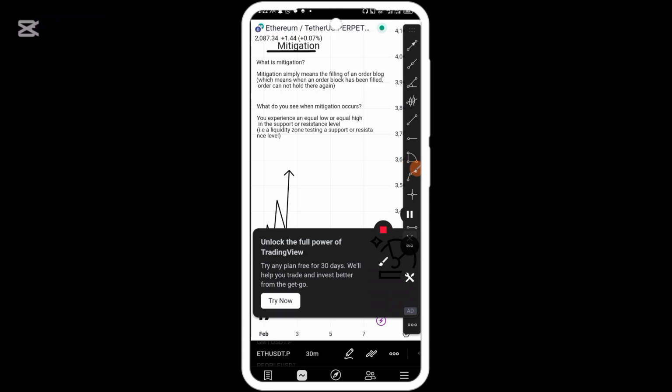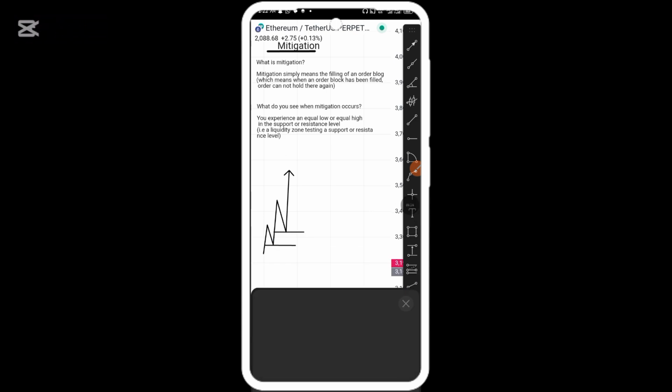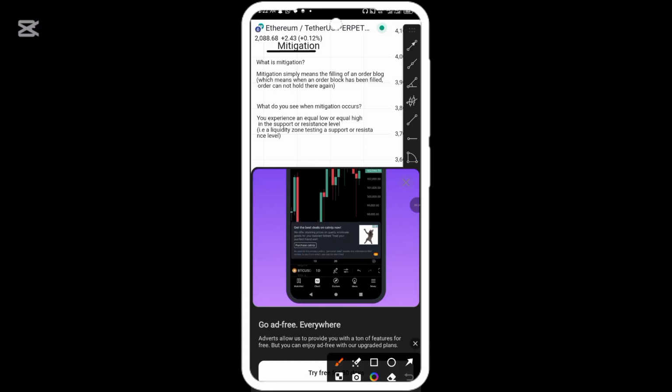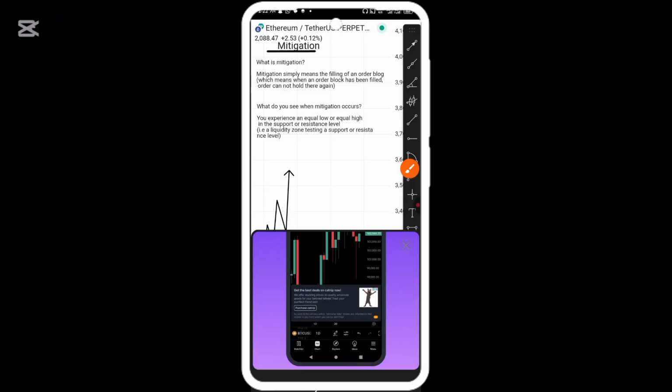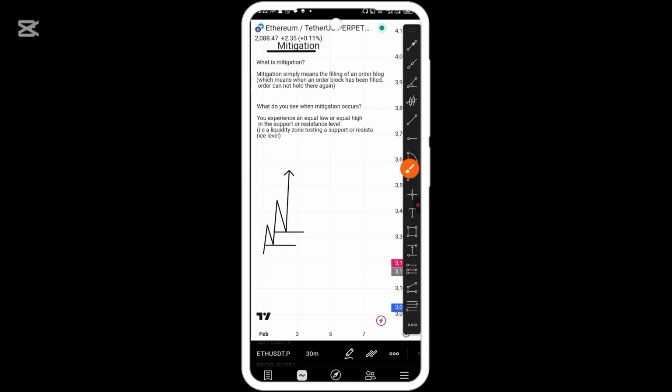So let's go further. Sorry, don't mind me, this thing is really blocking me. All right. Now, an order block is where traders make orders in the market. Okay, so let's go further. Don't mind all these things that are displaying on the screen, they're just distractions. So now, how do you know mitigation here?